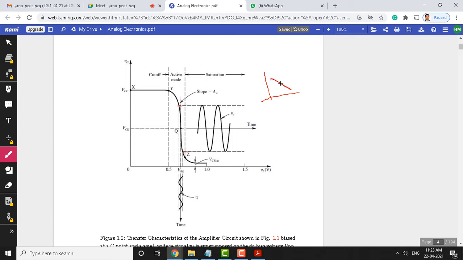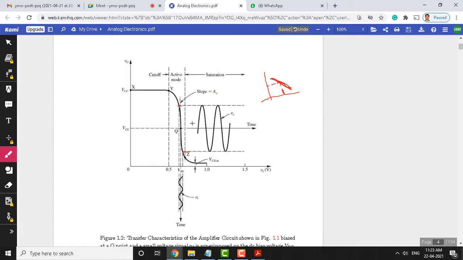So any input signal given here will be amplified in a linear manner. Even if I zoom into this curve, it will look like this. That means overall the circuit behavior is non-linear, but at some portion we have linear characteristics.